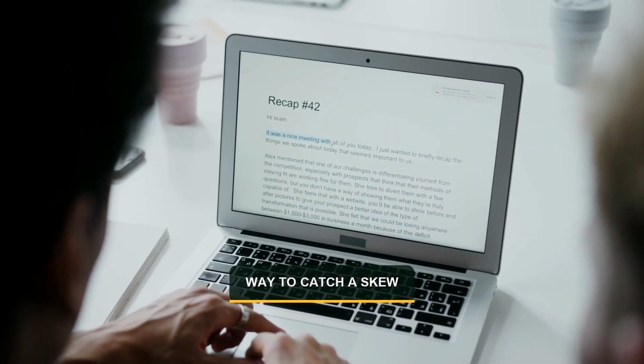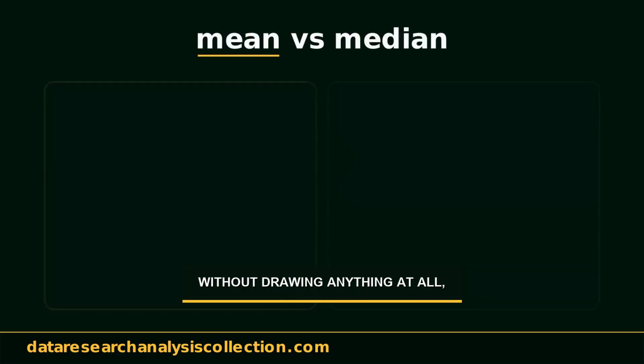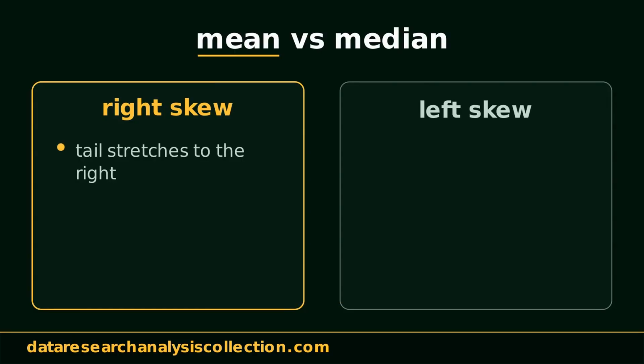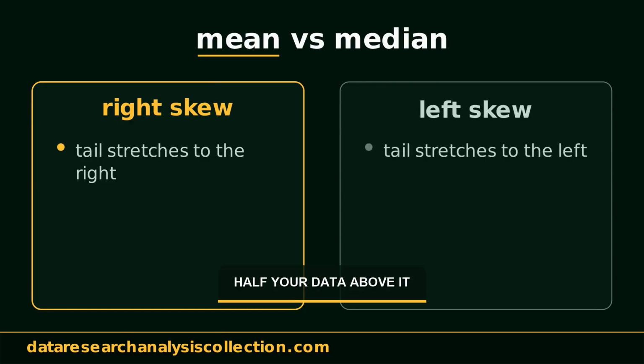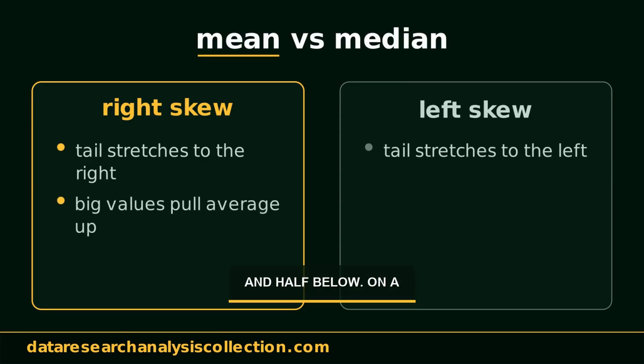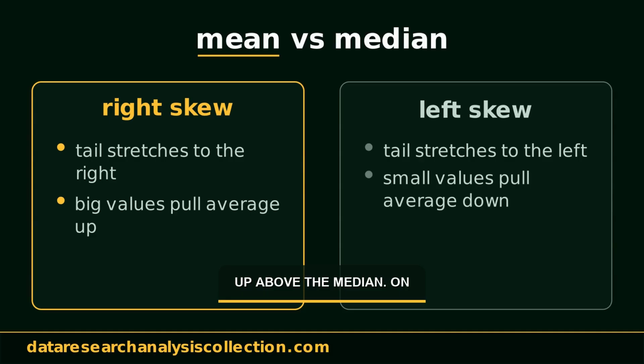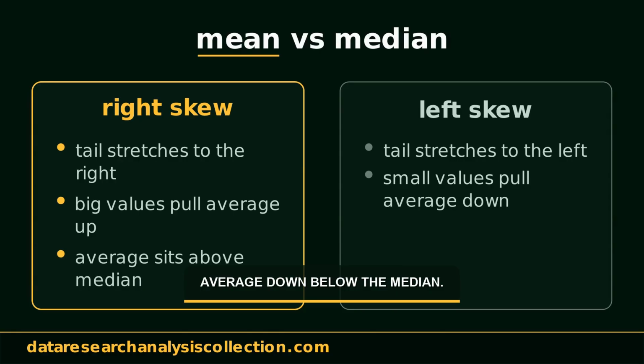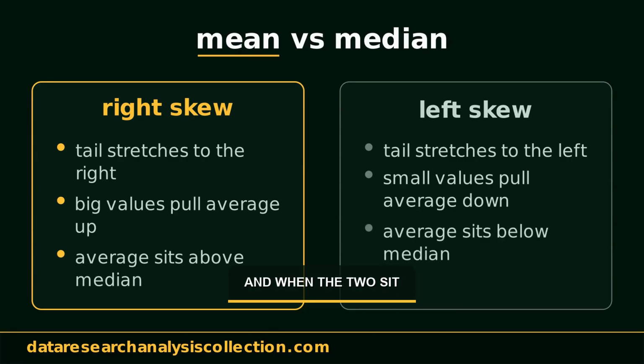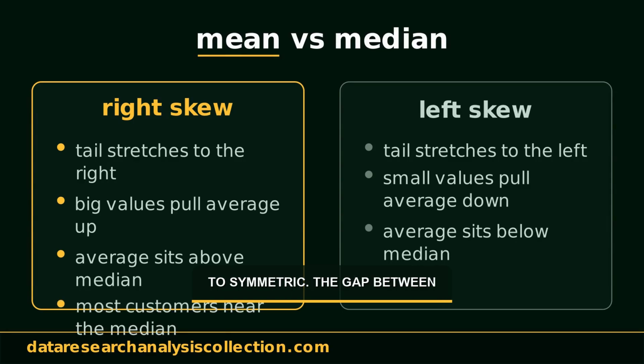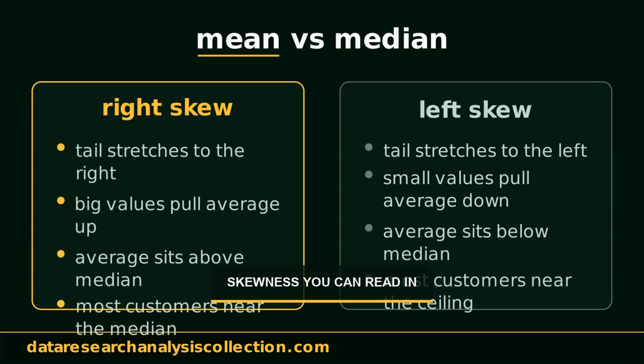Here is the fastest way to catch a skew without drawing anything at all, and it is worth memorizing. Put your average right next to your median, the true middle value with half your data above it and half below. On a right skew, the tail of big values hauls the average up above the median. On a left skew, the tail of small values drags the average down below the median. And when the two sit almost on top of one another, your data is close to symmetric. The gap between mean and median, and the direction of that gap, is skewness you can read in a single glance.